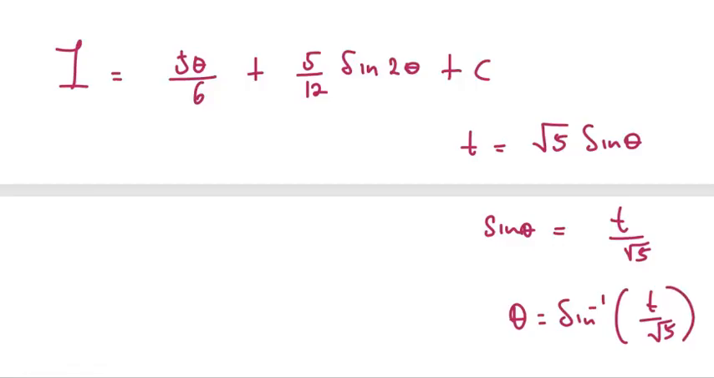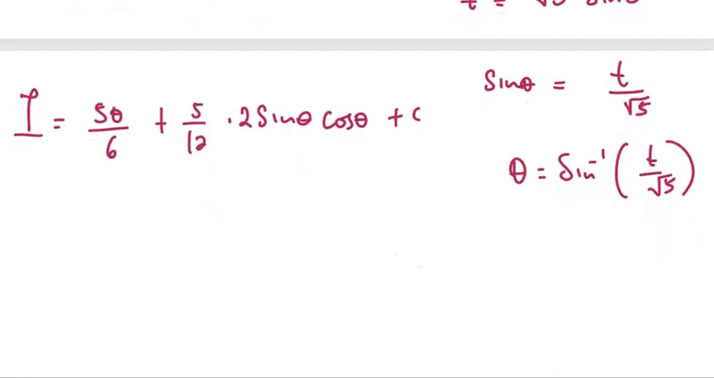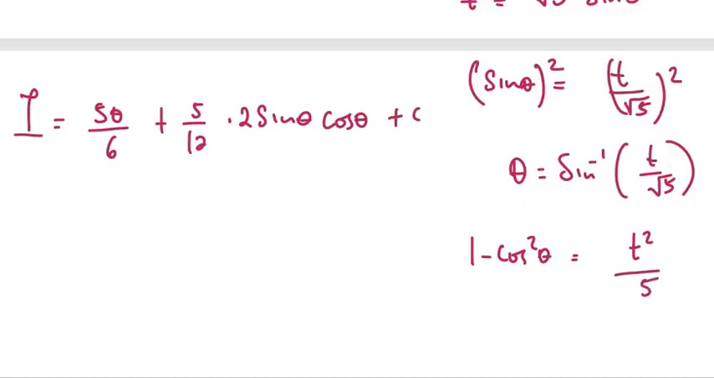What about cosine theta? Can we ever derive that here? Of course, I is equal to 5 theta divided by 6 plus 5 by 12. Now, sine 2 theta is same as 2 sine of theta cosine of theta and then plus c. You see, so we need the value for cosine of theta, and we can easily achieve that by squaring both sides here. The left hand side sine squared theta will become 1 minus cosine squared of theta. So this is going to be equal to t squared divided by root 5 squared, which is 5.